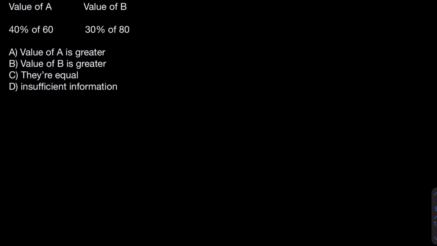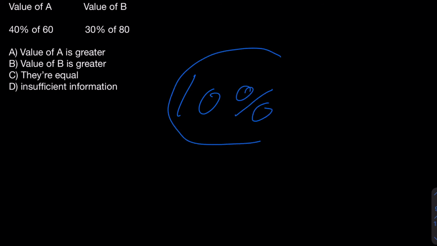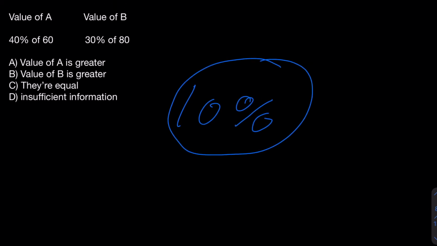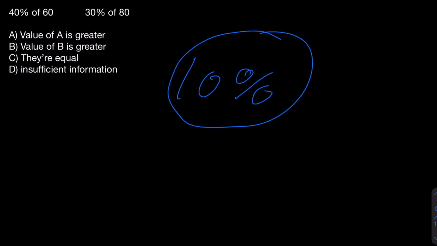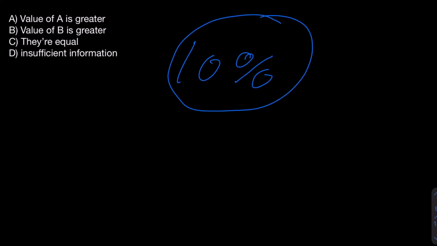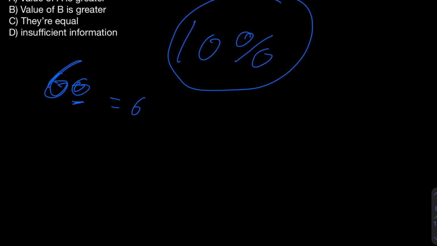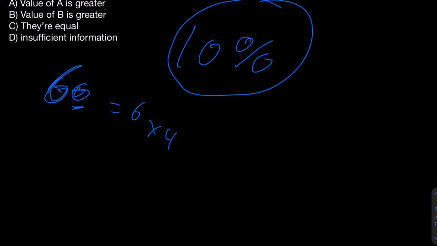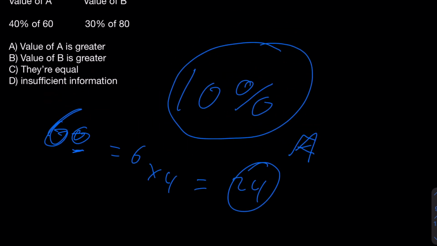So how do you find any percentage super quickly? The 10% rule. What is that? You just get the 10% of that number and multiply by whatever percent you're trying to find. So for 40% of 60, 10% of 60, because it's a whole number, is just 6. And then you just multiply that by 4, and you get 24. So that's the value of A right here. Value of B, it is 80, right?